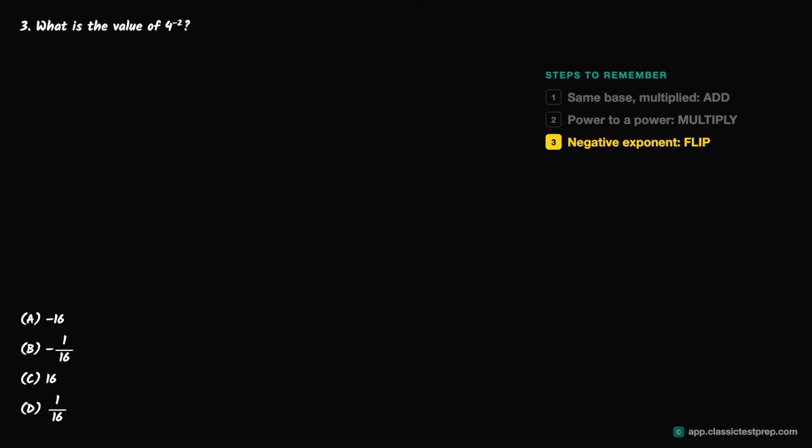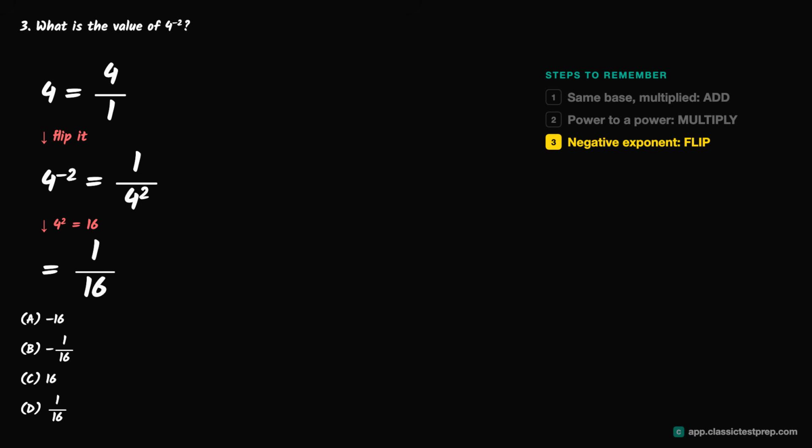Okay, this is a tricky one. What is the value of 4 to the negative 2? And this is the third rule you got to keep in mind. A negative exponent means you have to, and I'll put this in quotation fingers or scare quotes, you have to flip it. So here's how you can picture this. 4 is the same as 4 over 1, right? Now comes the flip. Flip the fraction. 4 to the negative 2 becomes 1 over 4 squared, which is 16. And that comes out to 1 over 16.